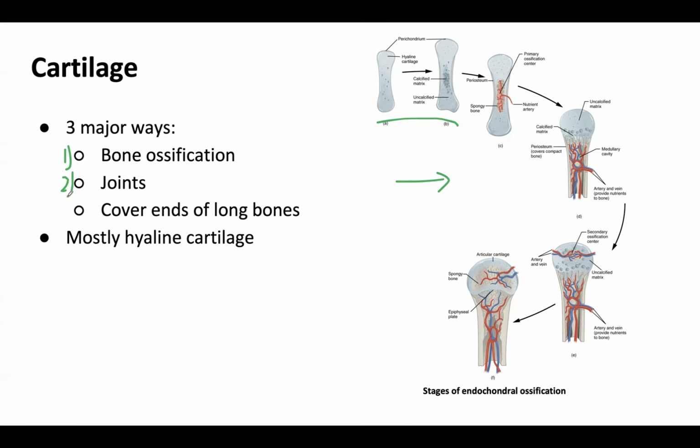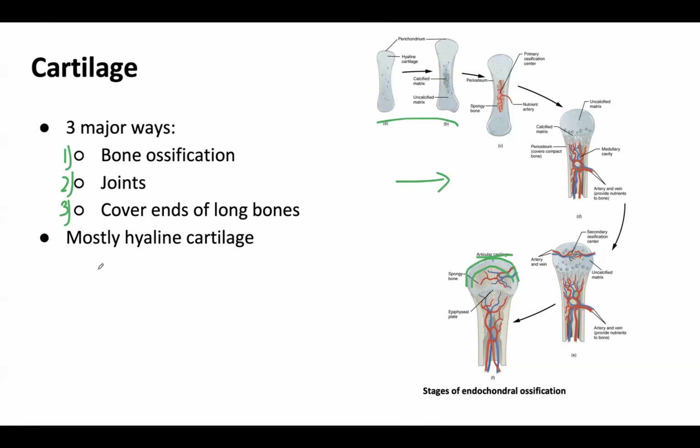The second major way is through forming joints, specifically cartilaginous joints. Cartilage will be the type of tissue that connects the bones to one another. The third way is that cartilage covers the ends of long bones. This type of cartilage is called articular cartilage, and it occurs in synovial joints, which are most of the joints of the body. Joints like the shoulder or the hip are examples of synovial joints. And this articular cartilage is actually a remnant of that endochondral ossification process.